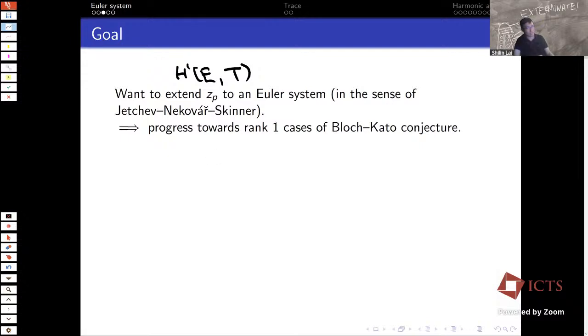But if we can extend it to an Euler system, then Jeshev-Nicovar-Skinner tells us essentially that if the base class, this ZP, so this special cycle, is non-zero in Galois cohomology, then the Bloch-Kato Selmer group has rank 1. So the rank 1 case roughly says ZP non-zero in Galois cohomology implies the rank of H1 Bloch-Kato F ET is equal to 1.